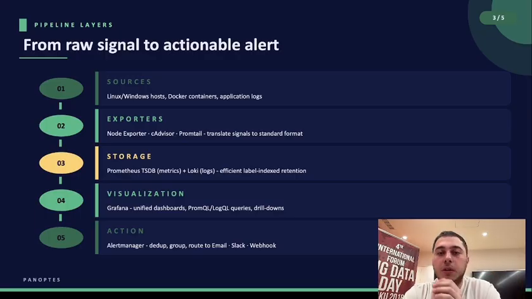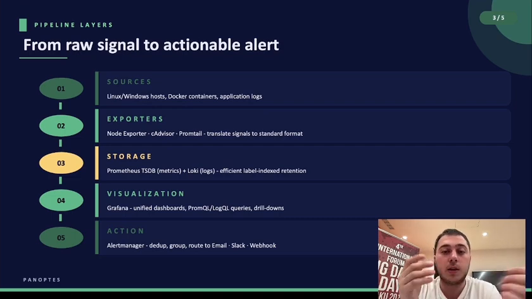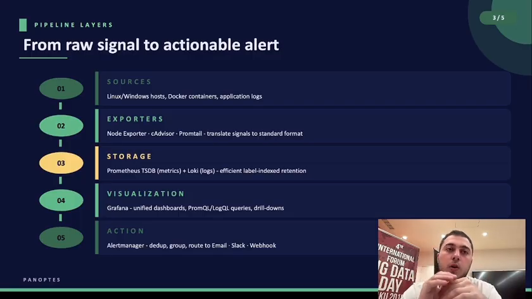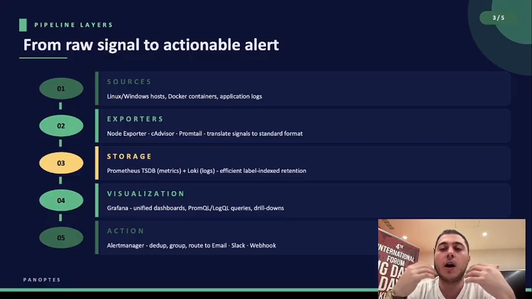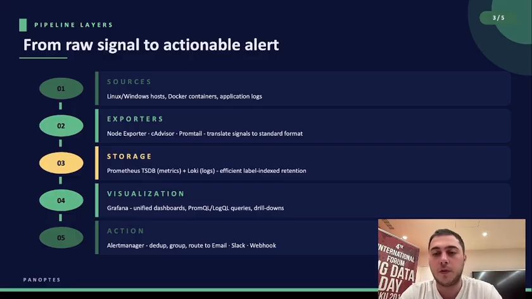Step one is the sources, of course, maybe Linux servers, Windows machines, Docker containers, etc. These are the raw signals, basically the ground truth of what's happening in the system at any given moment. Step two is exporters: Node Exporter collects server statistics, cAdvisor collects container statistics, and Promtail collects logs. This translates raw signals into a standard form that the rest of the system can understand.